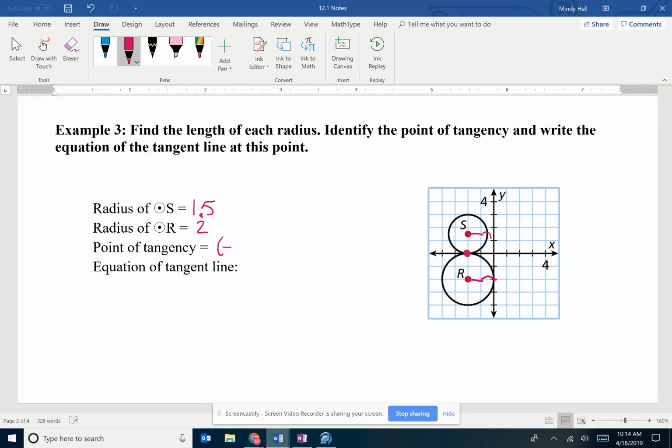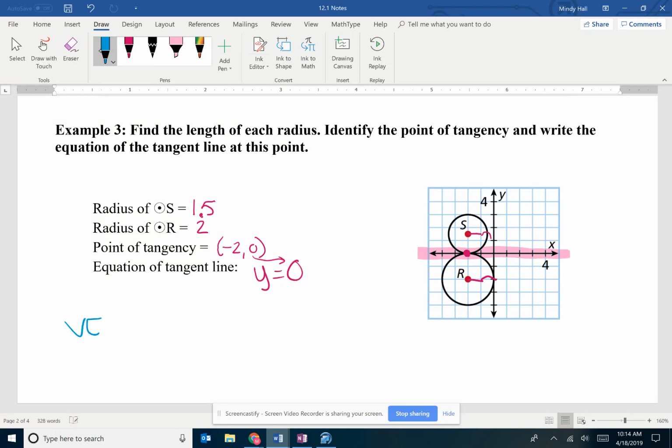be at -2, 0. And then our equation of a tangent line, because it has to be tangent, I know it has to be horizontal. And for horizontal lines, it's always going to be y equals something. So in this case, it'll be y equals 0 because it should be the same as that one.